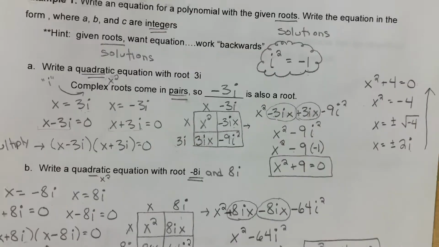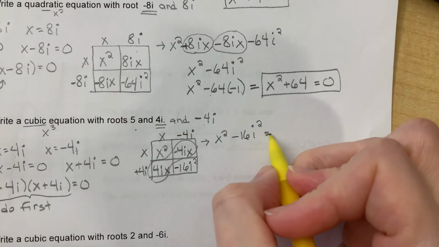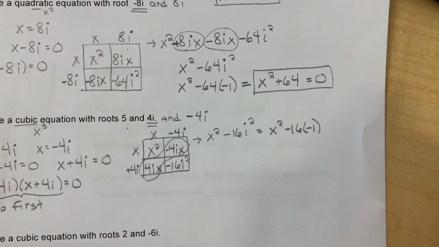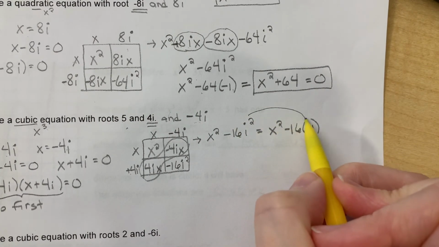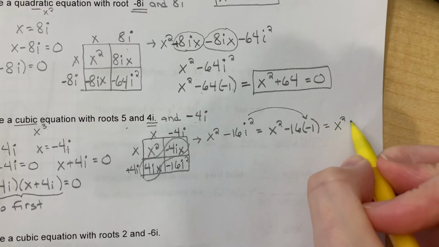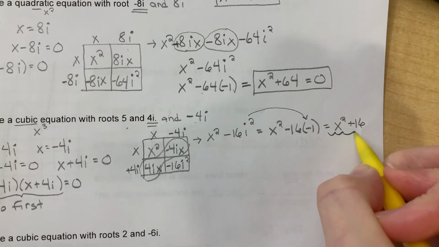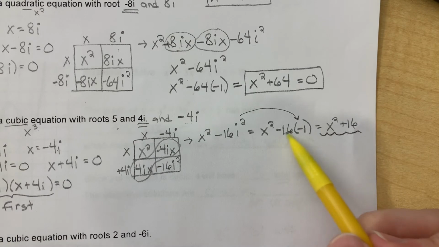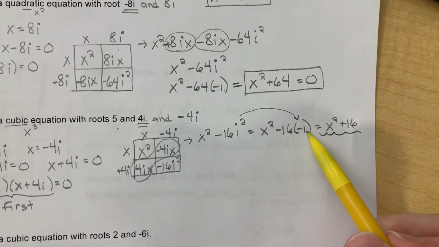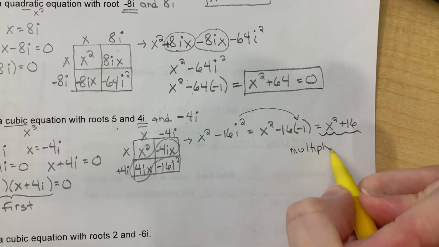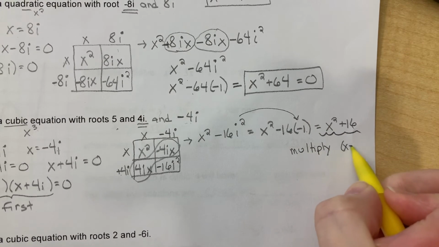Now, i squared is negative 1. So this is going to become x squared minus 16 times negative 1 instead of i squared, because i squared becomes negative 1, and that's going to become x squared plus 16. Okay, so this is important, but I'm not done. This is not my answer. The positive 16 came from negative 16 times negative 1. Now I need to multiply this by x minus 5.